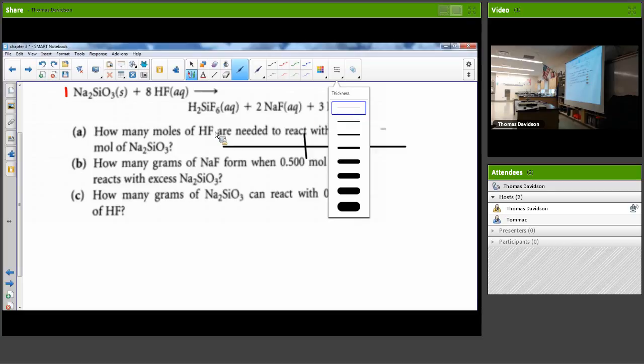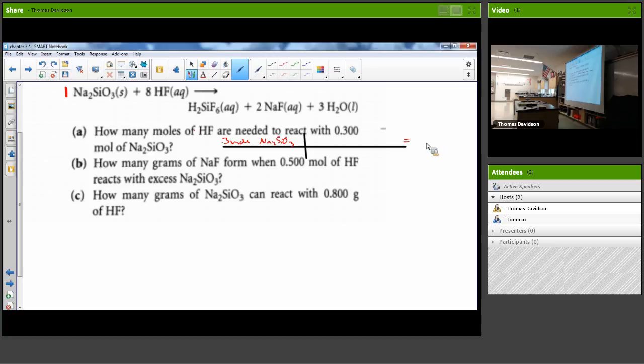So my given is 0.3 mole Na2SiO3, or sodium silicate. And I want, what is my answer? Mole of HF. Is the word grams in anything in part A? No. If there's no grams, then you don't need to use the molar mass. You don't need to use the periodic table. You only use the balanced chemical equation.